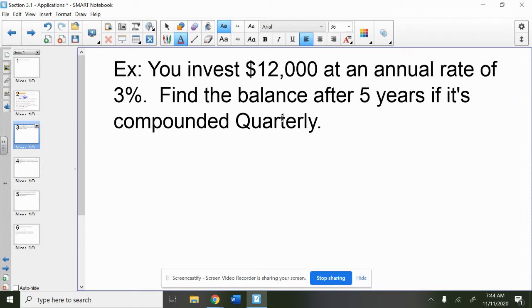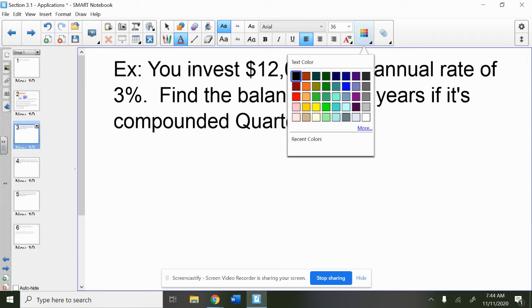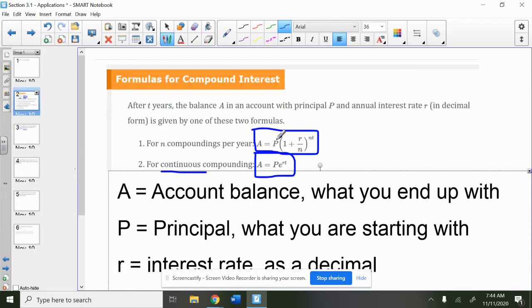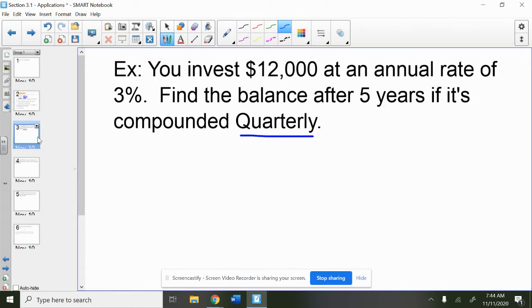Okay, so you invest $12,000 at an annual rate of 3%. Find the balance after 5 years. Right away, I'm looking at this and I'm seeing the word quarterly, so that means I'm going to use that first equation. So I'm going to go back here and use this equation right there. First things first, you have to be able to recognize that. So n and t are exponents here. Notice that n's twice. That's an r there for the interest rate.